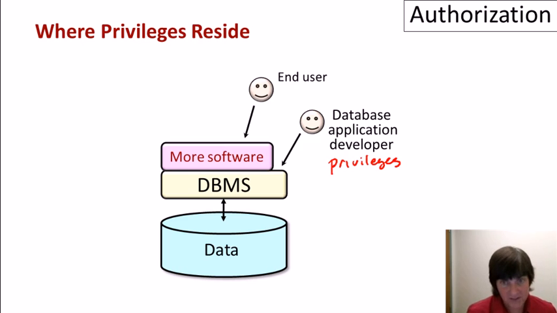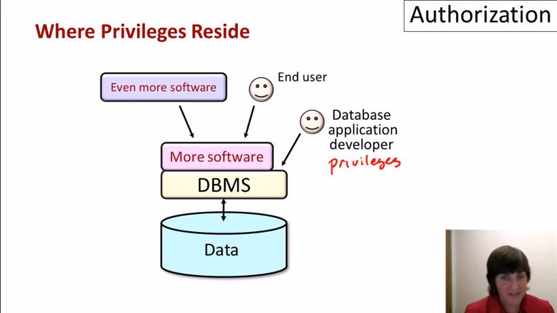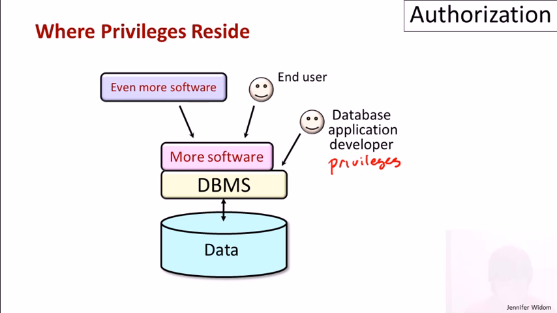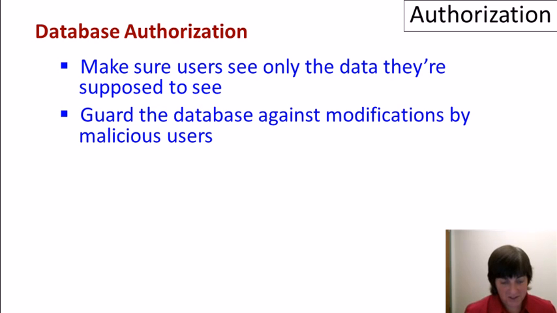They might have separate privileges to access the modules, but they're not going to be using the privilege system of the database system. And similarly, there may be even more software layered on top of the software that the application developer builds. And again, that software itself wouldn't be having database privileges, but might have an authorization system for the software that it's accessing. To summarize, database authorization is important.